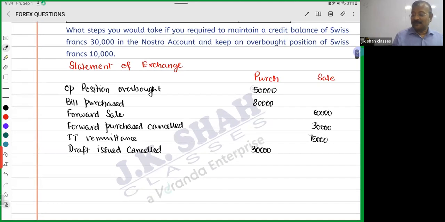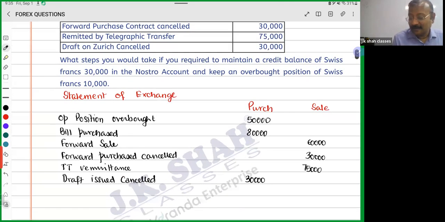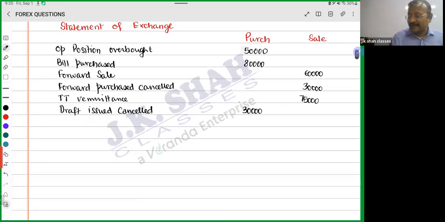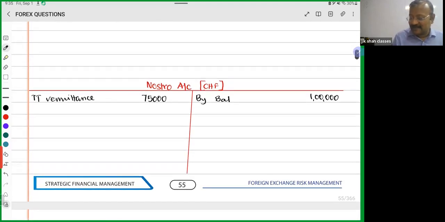Okay. Now, what steps would you take if you are required to maintain a credit balance of Swiss franc 30,000 in Nostro account and keep an overbought position of Swiss franc 10,000? They say that you have to maintain a balance of 30,000 in Nostro and an overbought position of 10,000 in the statement of exchange. Now, first of all, let us find what is the existing balance right now.